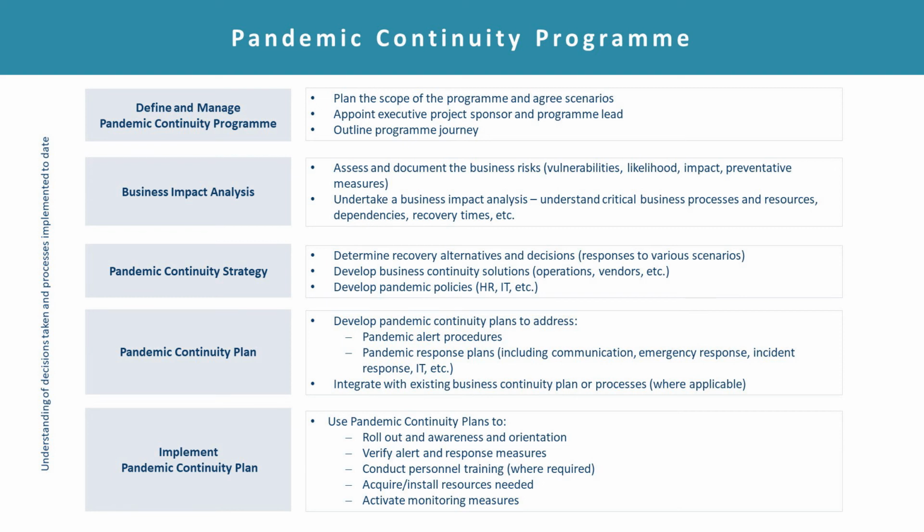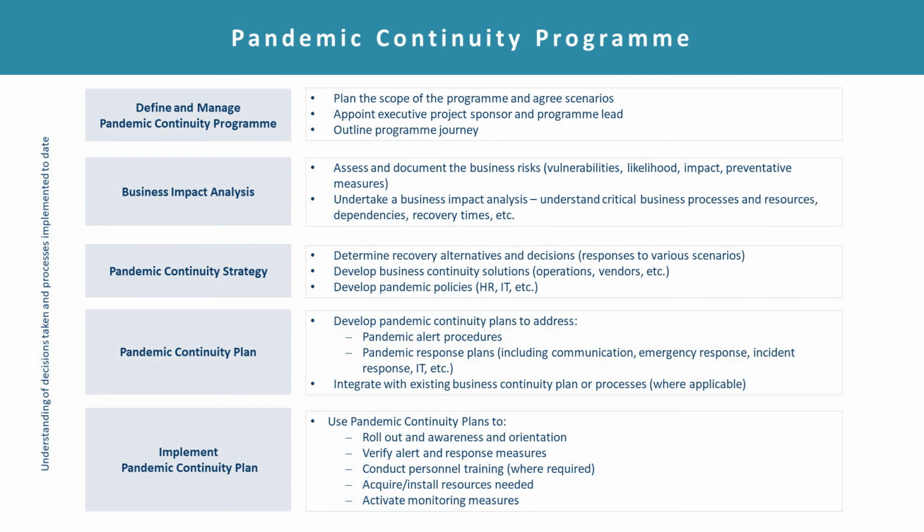The next phase would be putting together the pandemic continuity strategy. And here we determine the recovery alternatives and some of the decisions for those recovery alternatives. It's to actually develop the actual business continuity solutions, how it will operate, which vendors it will bring in, and putting together those policies that define the new way of being, whether those are HR policy on how staff is to conduct their work, or it could be an IT policy that defines the new way of using technology in order to carry out business functions.